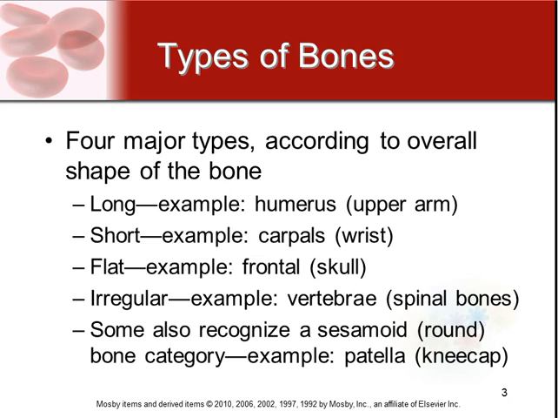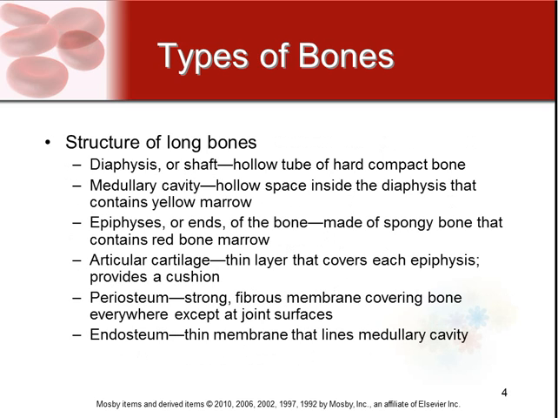A flat bone is like the bones in your skull. They're very flat, covering a big broad area, but they're not very thick. Irregular bones, examples of those are your vertebrae. They're a little hard to classify because they have bony processes sticking out in a lot of areas. Then there are some people that recognize a sesamoid as being a round bone. An example would be your patella, if they wanted to classify that as a sesamoid bone, because it's very round in shape.